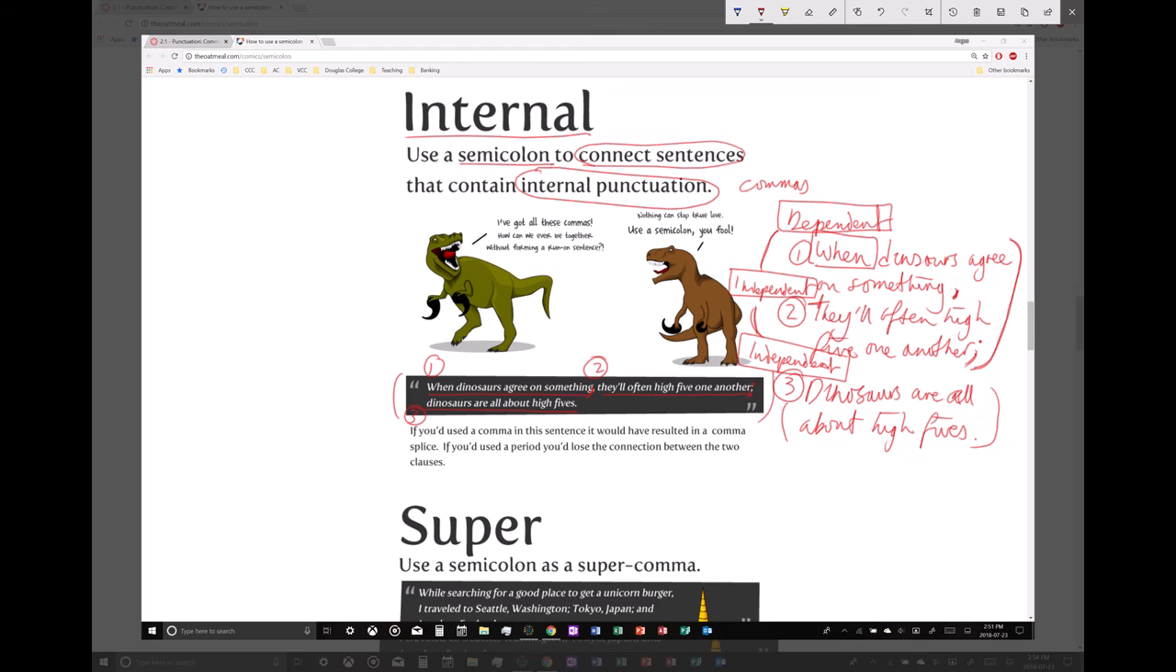However, if you're stuck, you can always just make it into a period. So, "When dinosaurs agree on something, they often high five one another." Instead of a semicolon, you can put a period. That's fine too. But a semicolon is a technique of showing how the clauses relate to each other, and there's a connection.